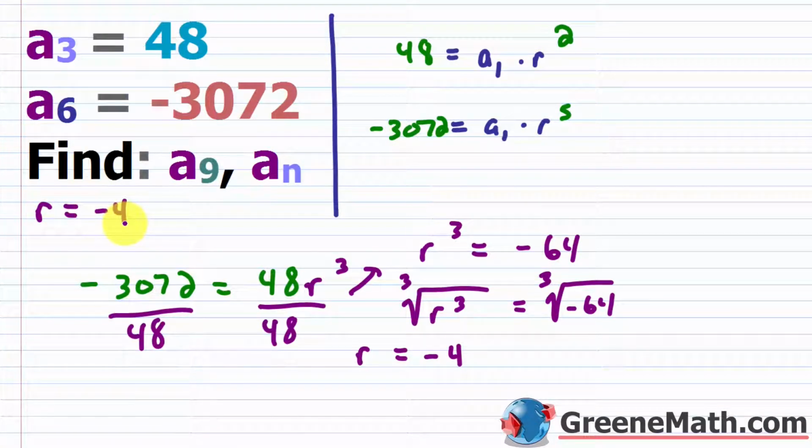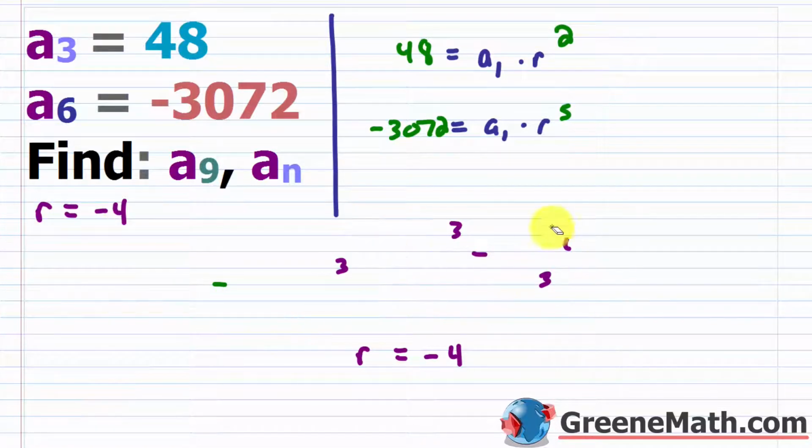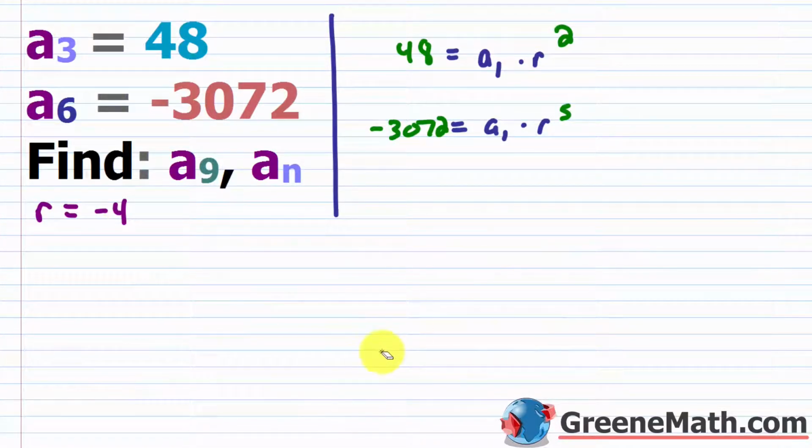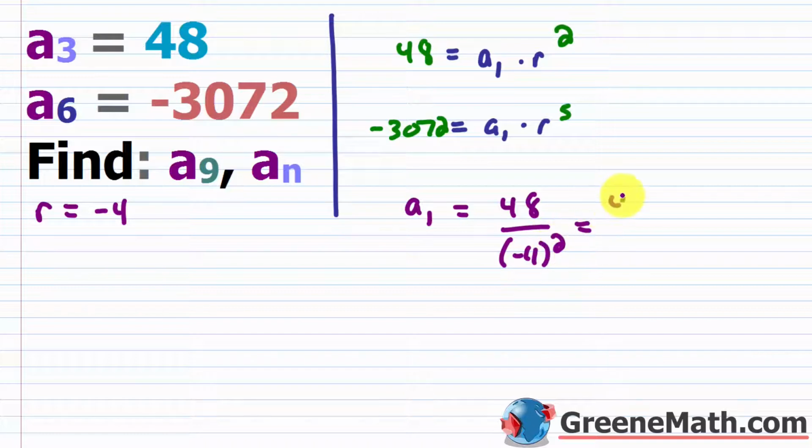Well, I still need my a sub 1, so let me erase this real quick. We had that solved for a sub 1, so let me do that again. We know that a sub 1 is equal to 48 divided by r squared. Well, we know that r is negative 4, so negative 4 squared. If I'm plugging something in here and I'm squaring, I want the negative and the 4 wrapped in parentheses because it's negative 4 that's being squared, okay? So don't make that mistake. So this is 48 over negative 4 squared, which is 16, and 48 over 16 is 3, okay?